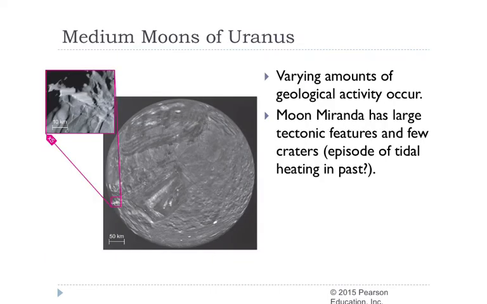Medium moon of Uranus here. We see this moon, Miranda, has very large tectonic features. So some past activity there, large mountain range, and very few craters. So perhaps contributed to tidal heating in the past.